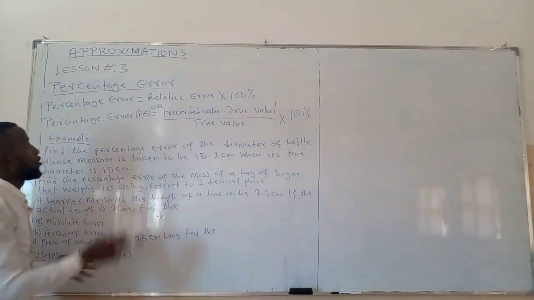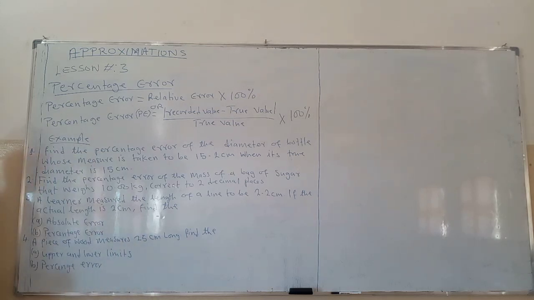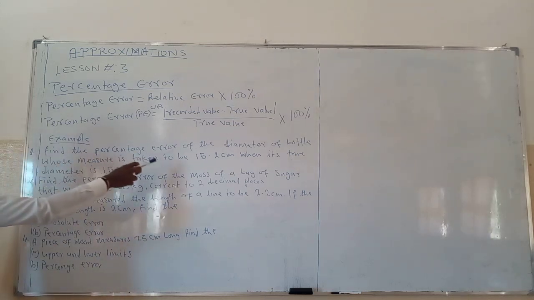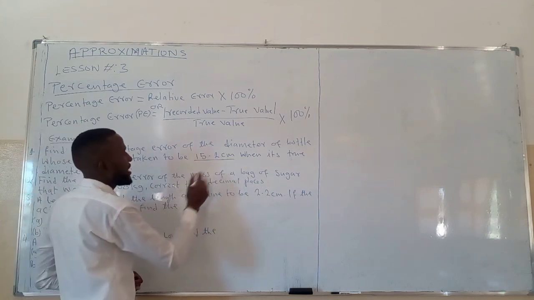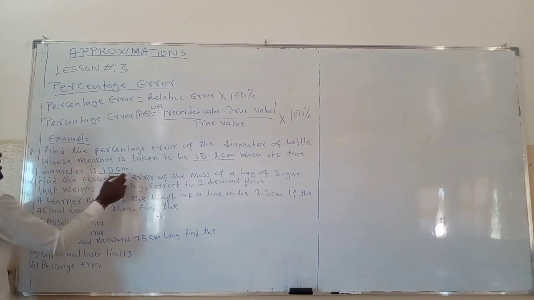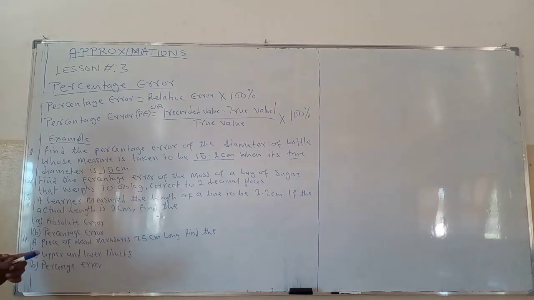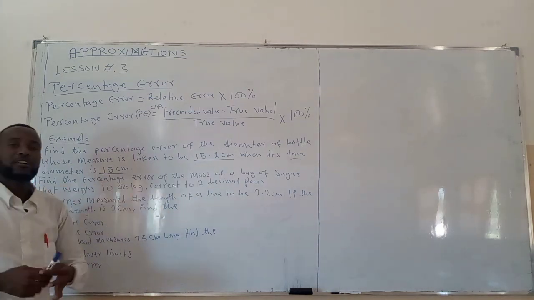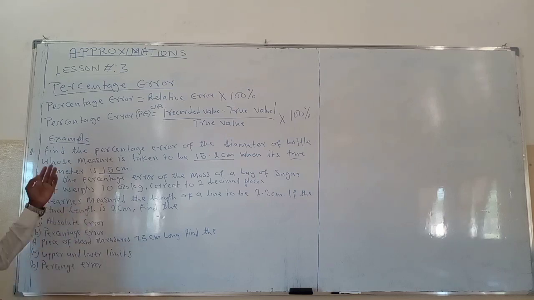Now that we know what formulas to use for percentage error, look at the first example. Find the percentage error of the diameter of a bottle whose measure is taken to be 15.2 when its true diameter is 15 centimeters. Remember, they even said true diameter. So in this question, 15.2 is my recorded value and the true value is 15 centimeters. They are asking us to find the percentage error.